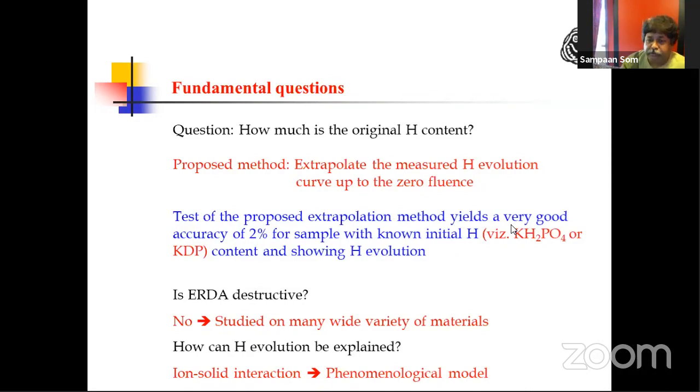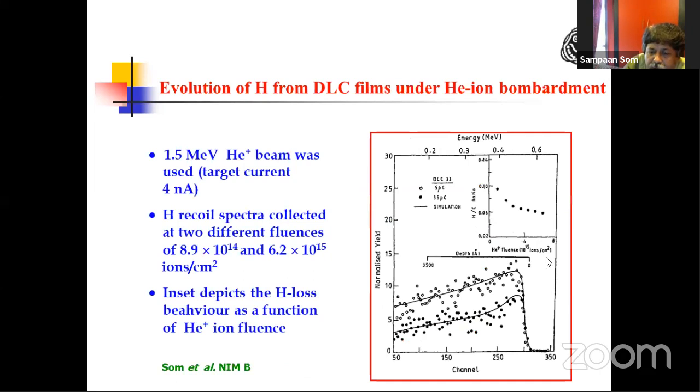If we don't measure, and for sure, if you go back to the last slide, please. If we don't measure, definitely these two samples under a certain amount of helium ion bombardment, before and after, will show different properties. And then we keep thinking, oh, they are different materials. It's not. Due to some hydrogen loss, the material property is getting changed.